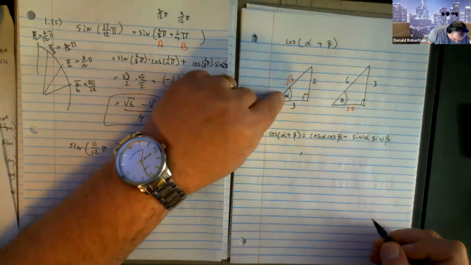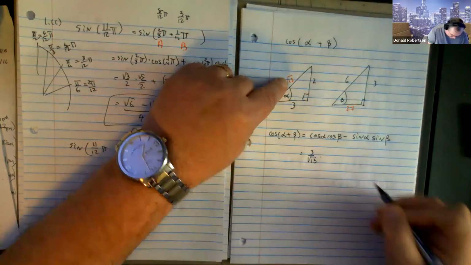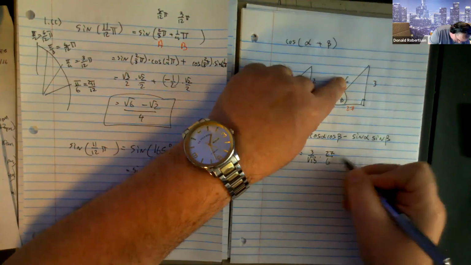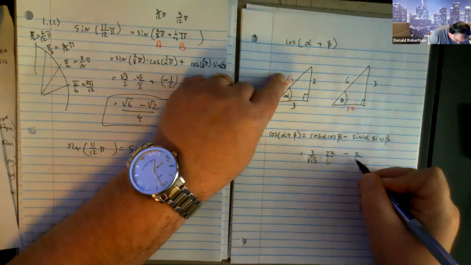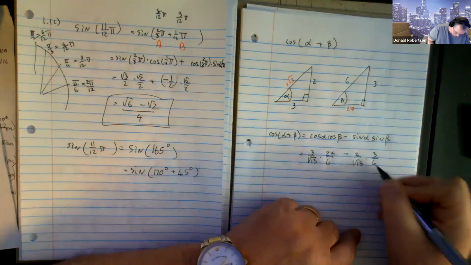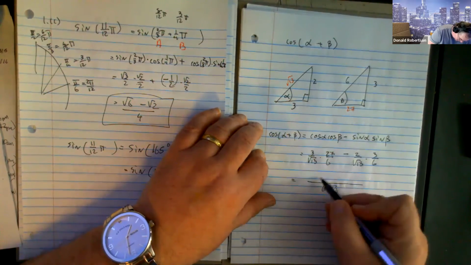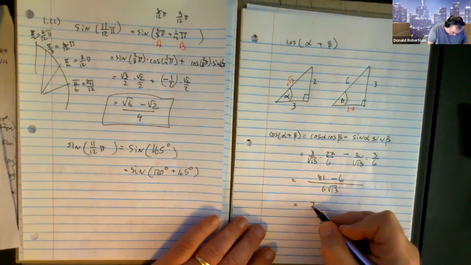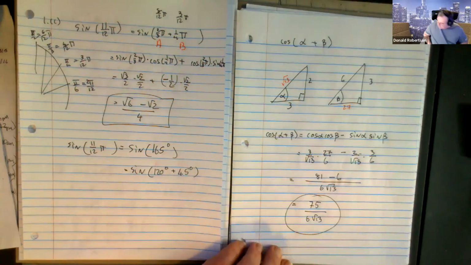If you want the cosine of alpha, it's 3 over root 13. If you want the cosine of beta, it's 27 over 6. Take away. You want the sine of alpha, it's 2 over root 13. And you want the sine of beta, it's 3 over 6. In this case, the bottom is that guy. And that guy is, what, 81, take away 6. So that's essentially 75 over 6 root 13. And you could probably leave it like that.